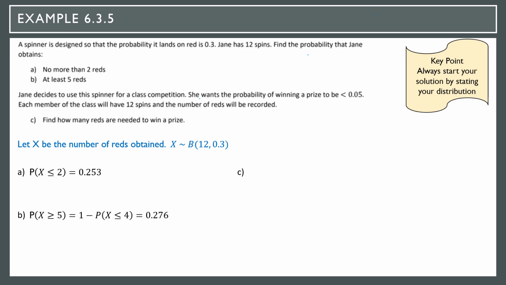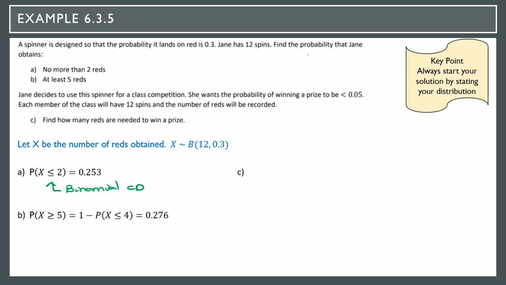So now we have defined our distribution, we can use it to help us calculate our probabilities in part A and part B. So first we have the probability of no more than 2 reds. So no more than implies that 2 is included. So here we can write this as the probability that X is less than or equal to 2. So just remember that we did let our random variable X be the number of reds obtained. So from here we can use the binomial CD function on our calculators, and once we've used that we should find our probability is 0.253 to 3 significant figures.